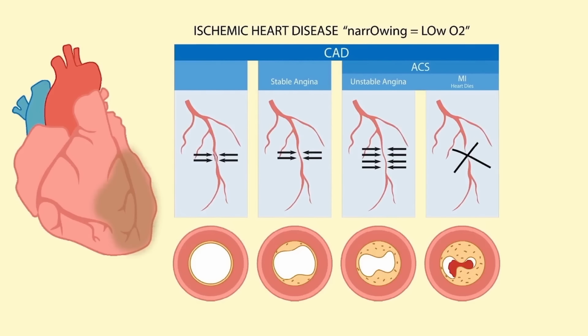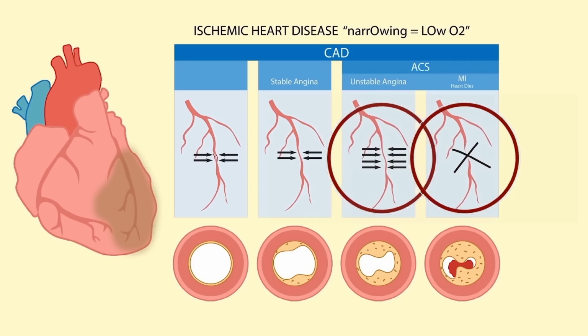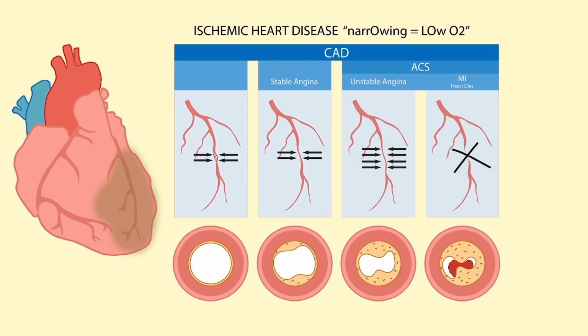Now, narrowing is classified into 3 sections under the big umbrella of ischemic heart disease, meaning a disease of lower oxygen to the heart. And it comes in 3 sizes, small, medium, and large, kind of like a pizza. So for small, it's called coronary artery disease. Then stable angina, the stress-induced angina, or basically chest pain. Now, medium is ACS, the acute coronary syndrome, which encompasses unstable angina and MI.